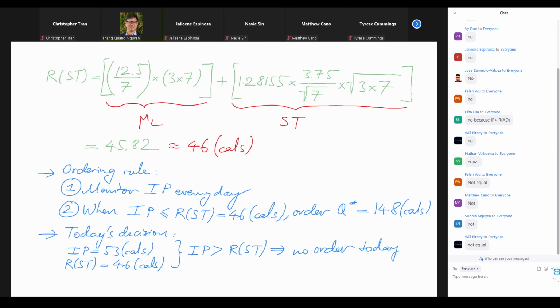And 46 is the threshold, or the trigger point, for the next order, right? But we have not hit that trigger point yet. So it means that we have to wait a little bit more time before we make the next order. Not today, right? Today we don't need to make any order. Any questions so far?